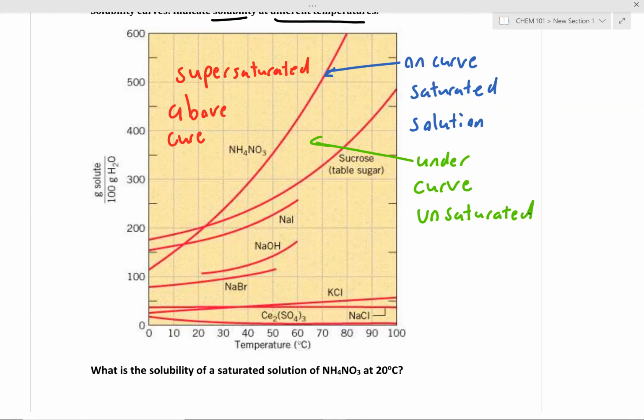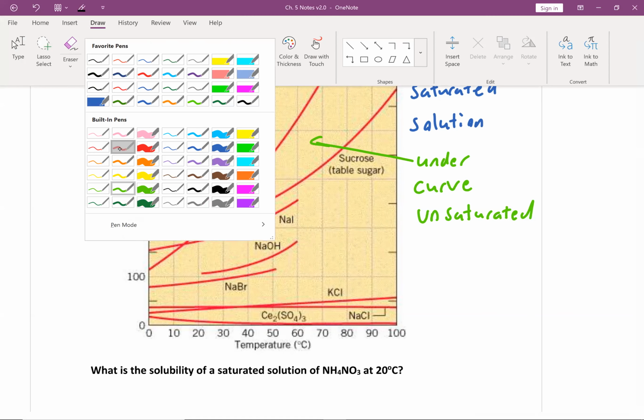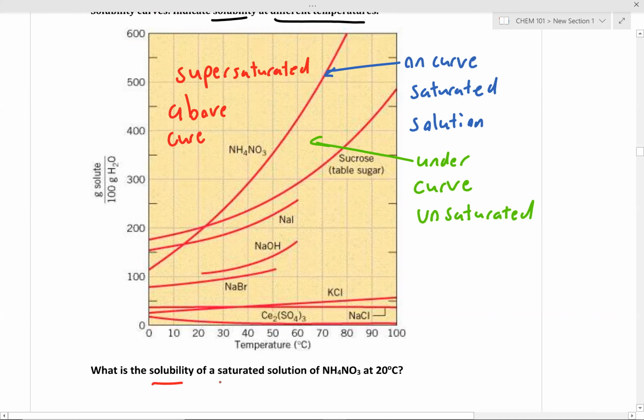Okay, I'm going to do an example where I'm going to show you how to read a solubility curve, and then you'll do one on your own. So, in this first example, we're asked the question, what is the solubility of a saturated solution of ammonium nitrate at 20 degrees Celsius? So saturated, what is that telling us?